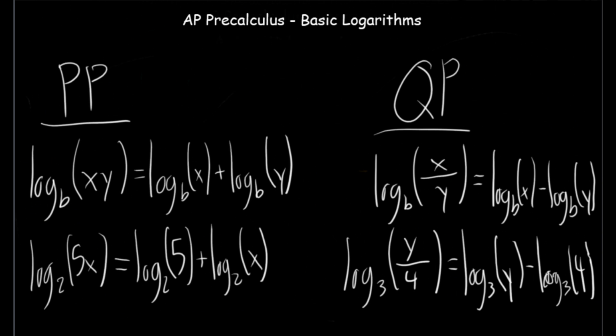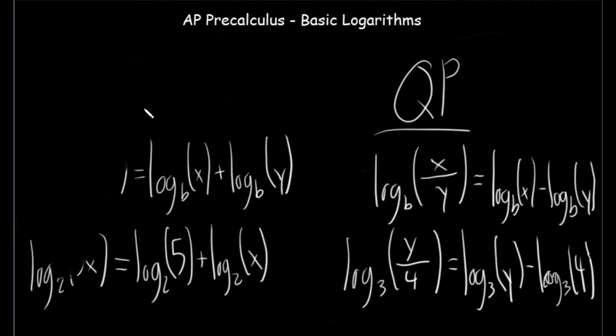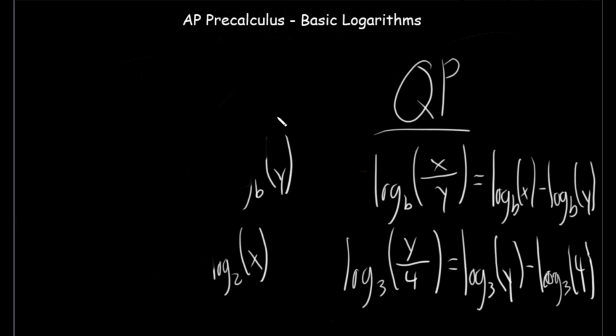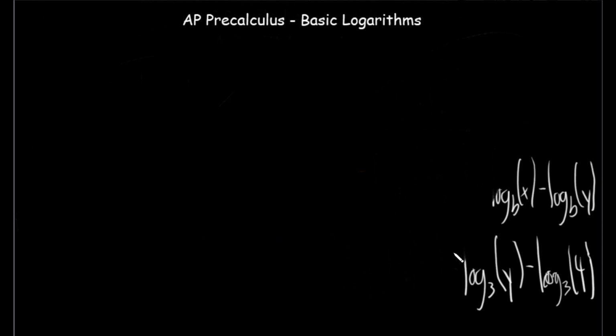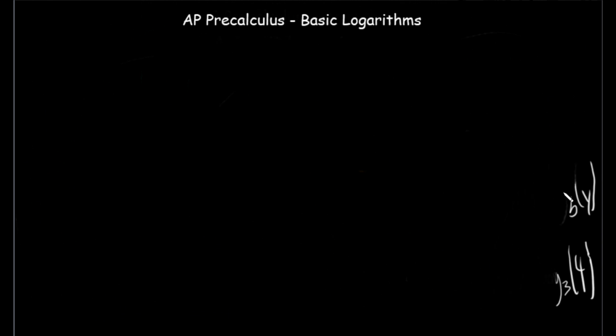Okay, so that's the product property and the quotient property. That's basically how it works. When you add logarithms, you're multiplying their values. When you're subtracting logarithmic expressions, you're dividing them.